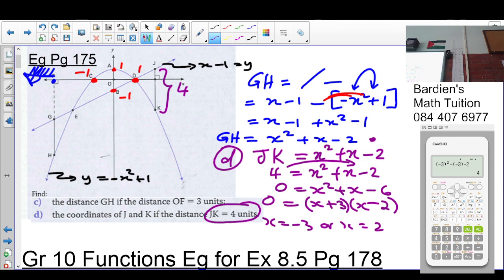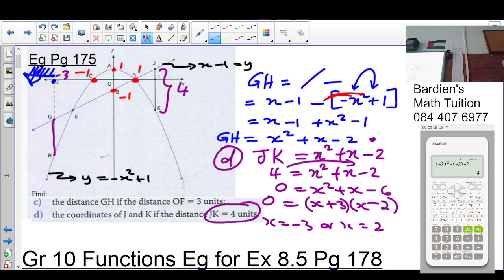People, why are there 2 solutions? Because at minus 3, the distance is also 4. Can you see that, people? The distance is also 4 at minus 3. So which one would JK be? It has to be the positive 2. And it makes sense, because that's on the positive part of your x-axis.